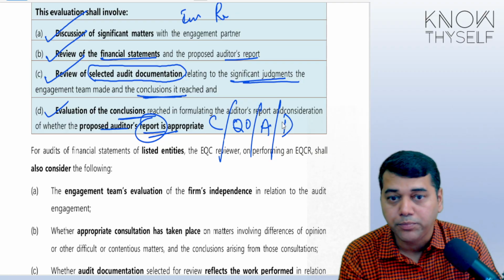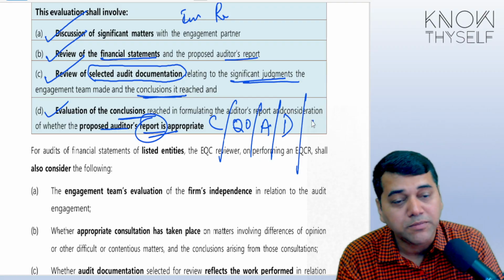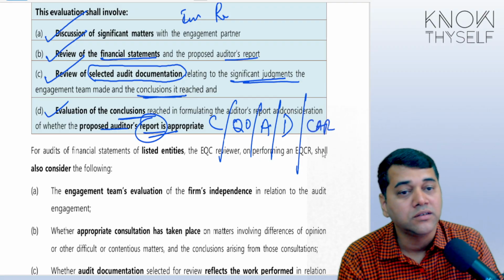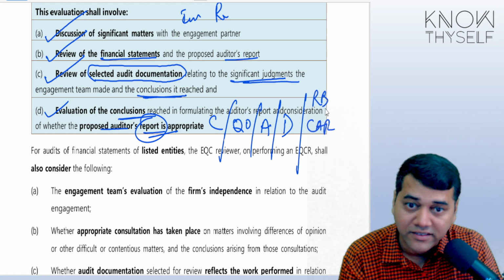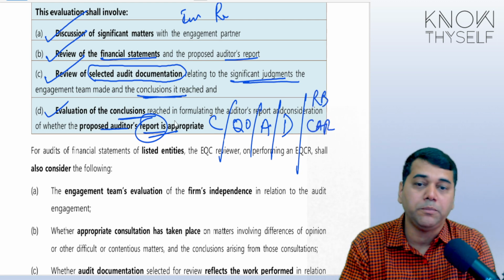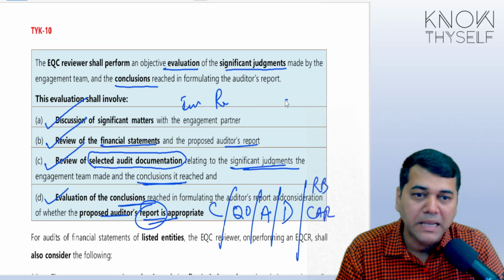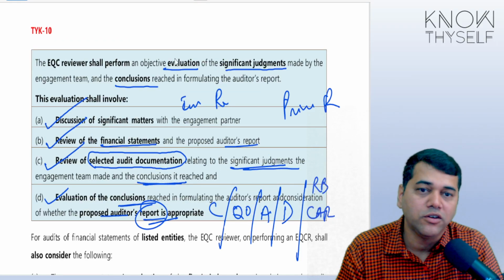Has he given a proper opinion, or has he given the attachment of CARO also, or did he miss it? Was he supposed to give any additional report to RBI, or has he missed it? So these are all called reporting. This is your primary responsibility as the engagement quality control reviewer.